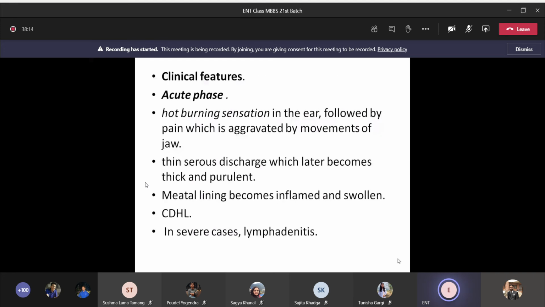Clinical features in the acute phase: there will be a hot burning sensation in the ear, followed by pain, which is aggravated by movements of the jaw. Then there will be a thin serous discharge, which later becomes thick and purulent. The meatal lining becomes inflamed and swollen. There will be conductive hearing loss, and in severe cases, there will be lymphadenitis.